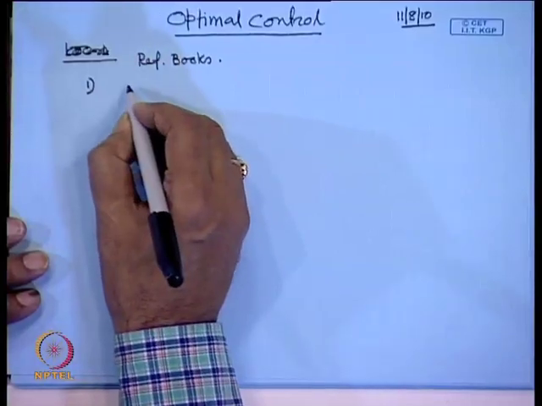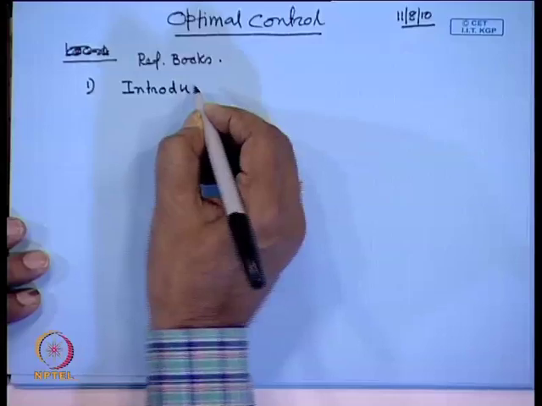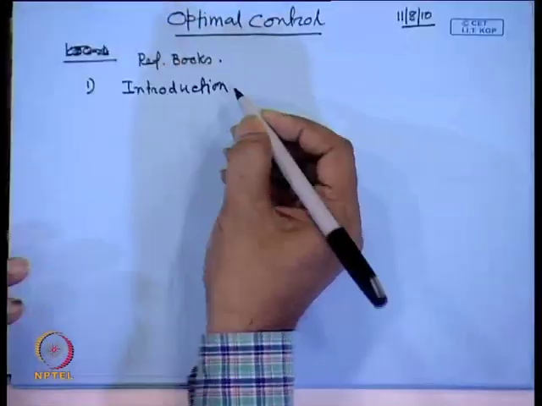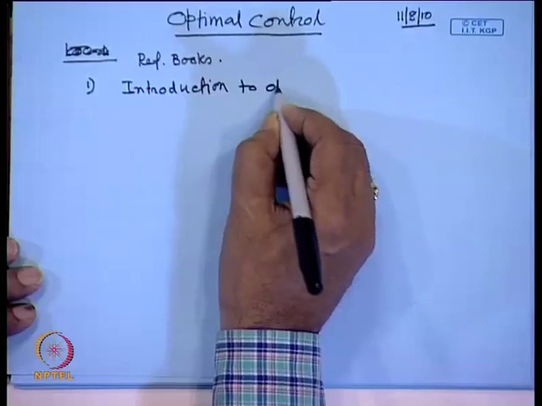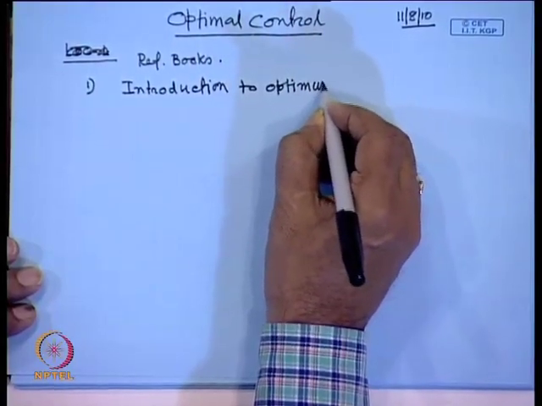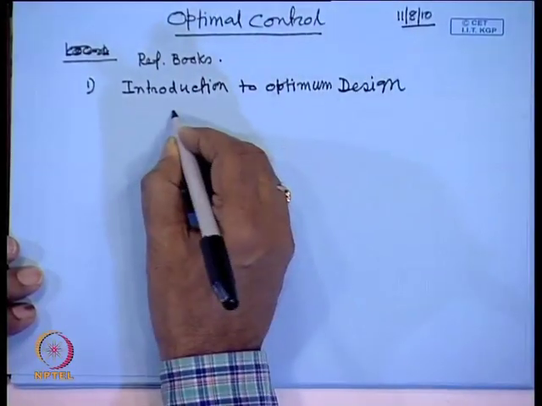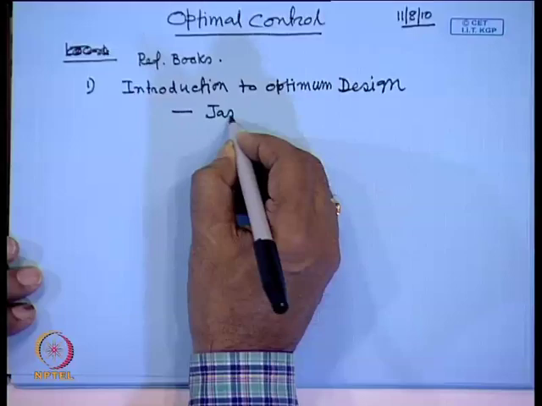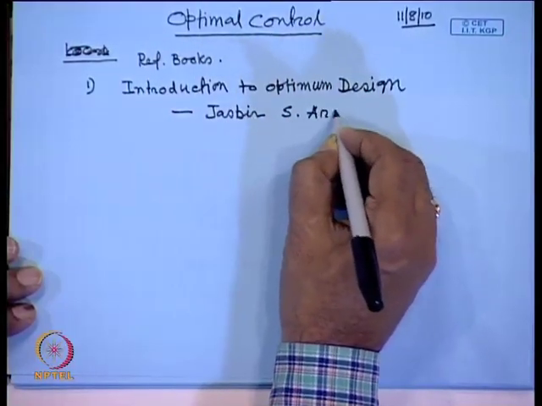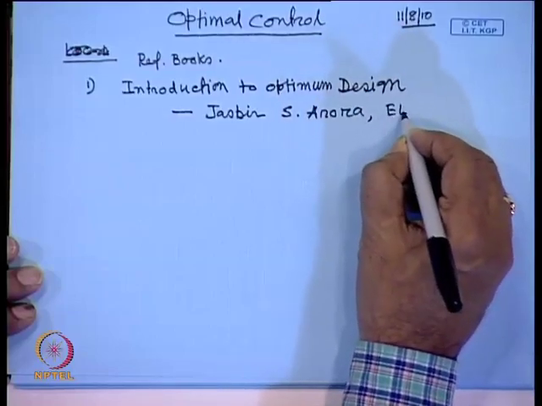First is Introduction to Optimum Design. The author is Jasbir S. Arora. The publisher is Elsevier.